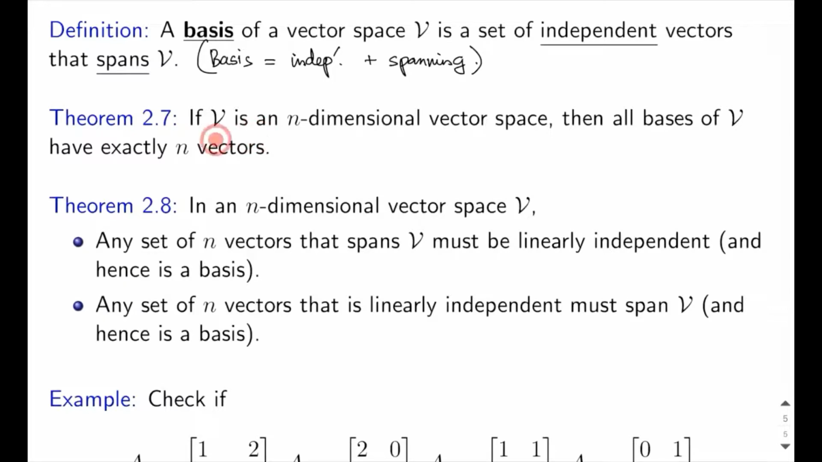Now, if V is n-dimensional, then all bases will have exactly n vectors. And that is why later on people usually identify the dimension as the number of vectors in a basis that you can find. And theorem 2.7 is in fact a direct consequence of theorem 2.6, as you will see in the proof that we are going to present now.